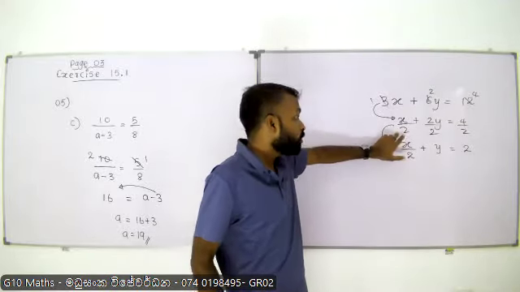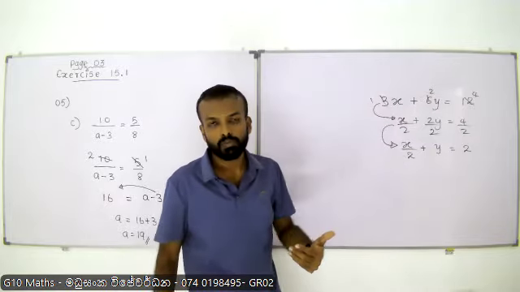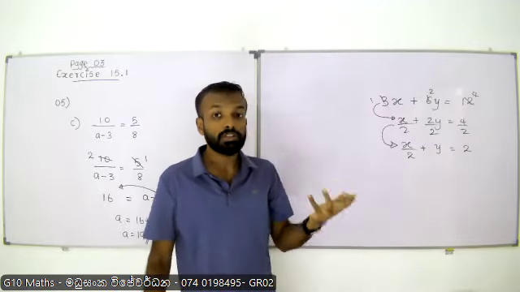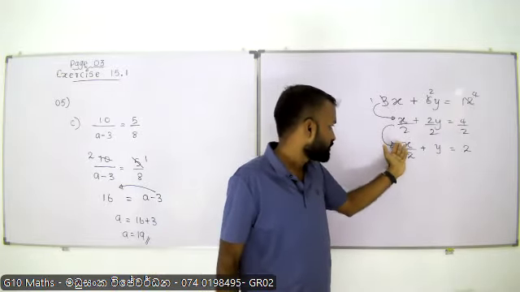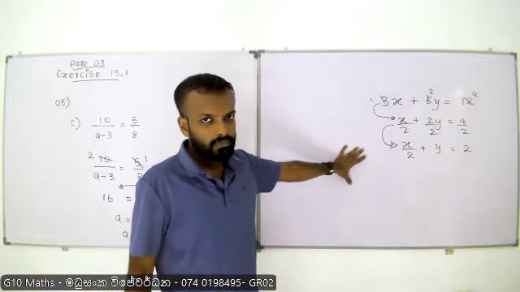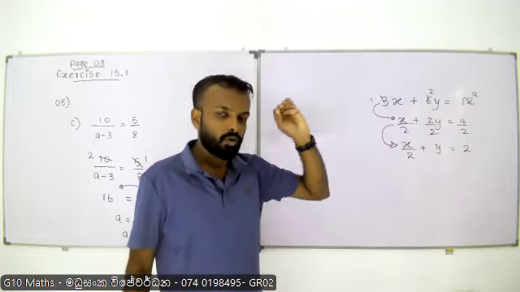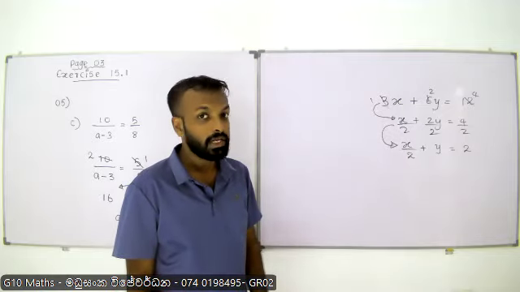Actually, no need to show this step: divide by 2, divide by 2, divide by 2. If you know the logical thing, you can directly obtain this answer, x divided by 2 plus y equals 2. This is correct. But if and only if you want, you can do this. It depends.